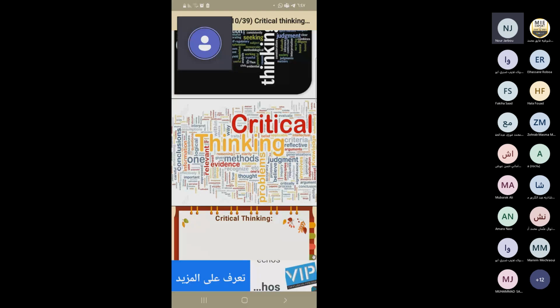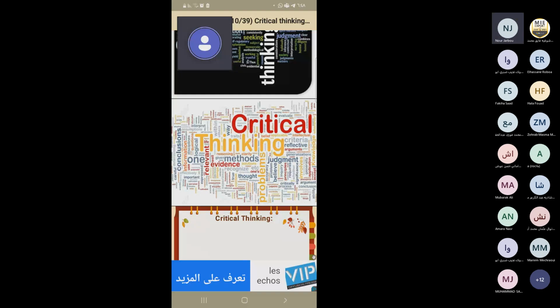So critical thinking is a purposeful and self-regulatory judgment which results in interpretation, analysis, evaluation, and inference, as well as explanation of the evidential and conceptual considerations upon which that judgment is based. So we have interpretation, analysis, evaluation, inference, and explanation.